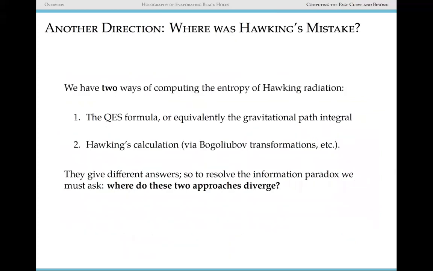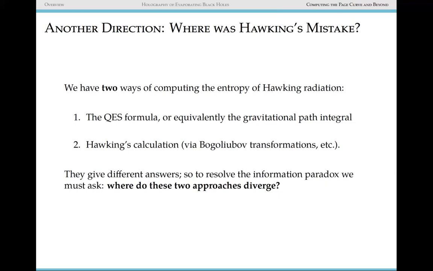Many possible questions. And I'm going to use maybe 5 more minutes to talk about a somewhat different approach, a somewhat different question that we can ask now and we are asking now. So we have 2 ways of computing the entropy of Hawking radiation, as I mentioned earlier. Quantum extremal surface, or equivalently, we can say the gravitational path integral. Or Hawking's calculation, which is effective field theory, Bogoliubov transformations, minus trace rho log rho, effectively. So these give different answers.